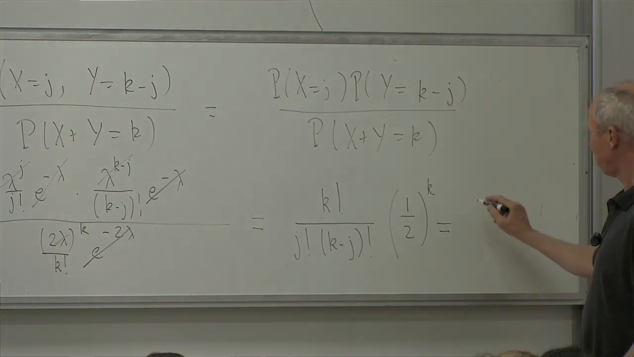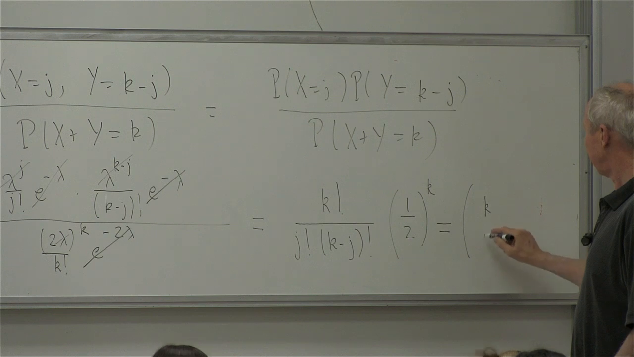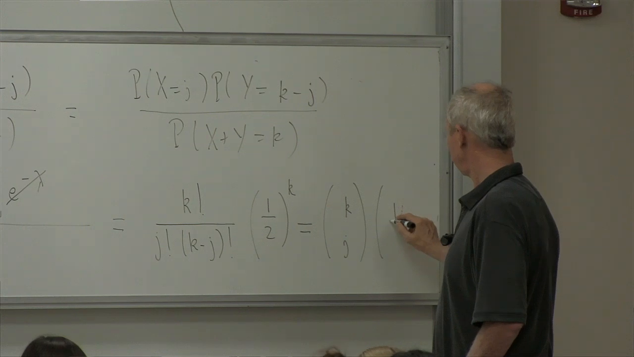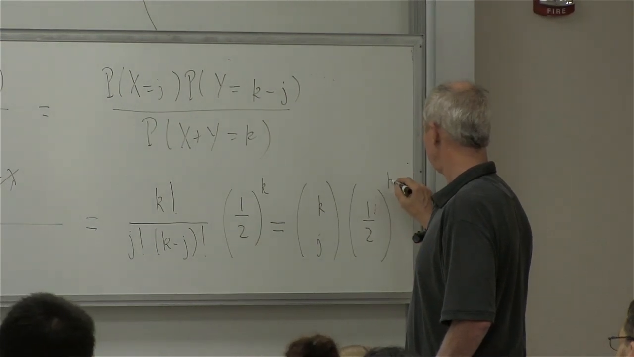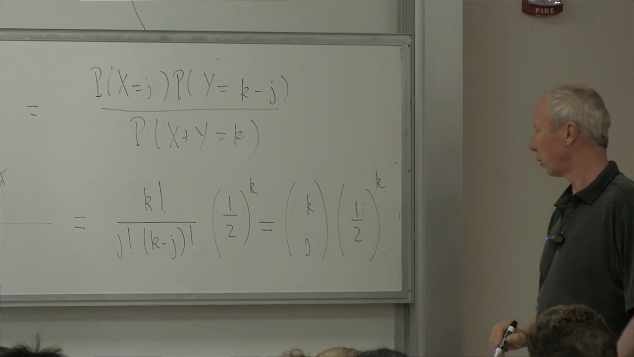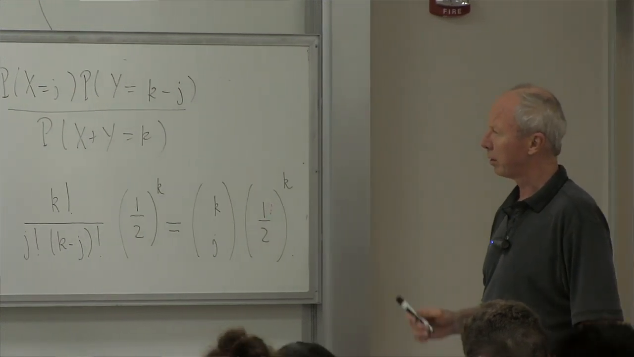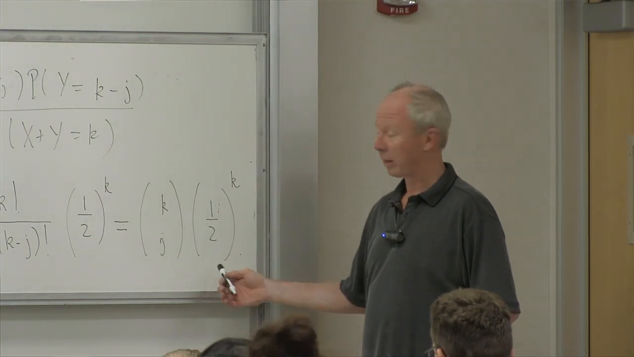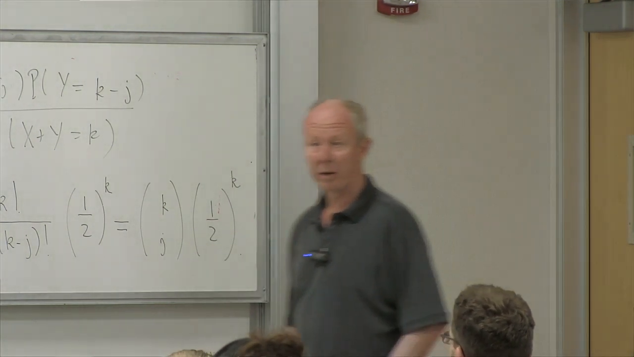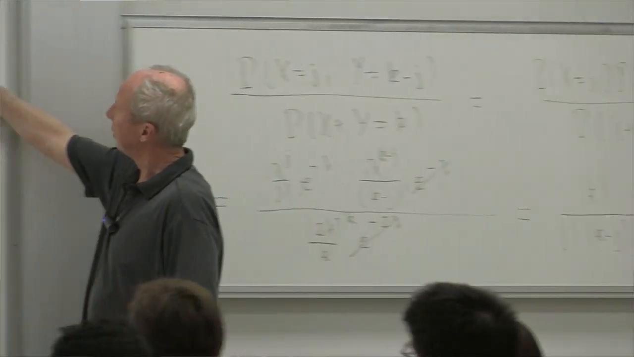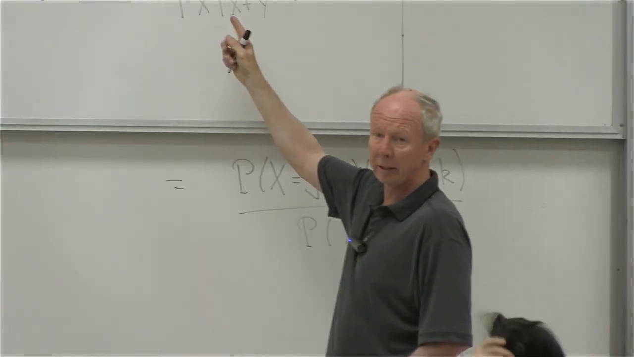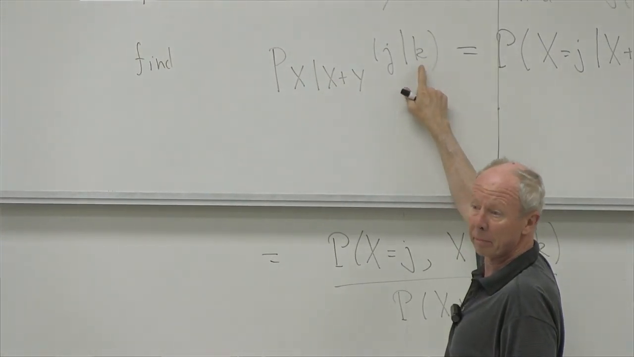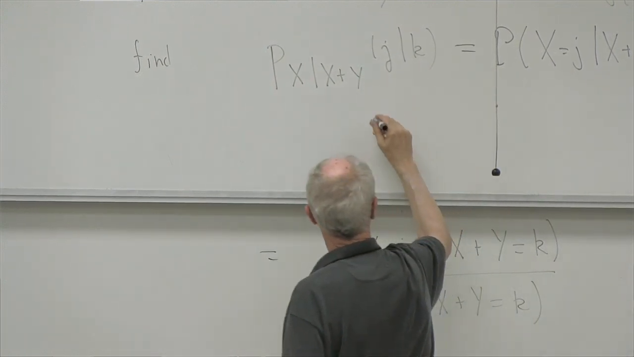And somebody in the first row noted this part is k choose j. So the conditional PMF of one of the summands given the value of the sum is this. And j can be what values here? What values can j have in here? 0 to k, because x and y are non-negative, right? The one summand can't be more than the sum. So j goes from 0 to k.